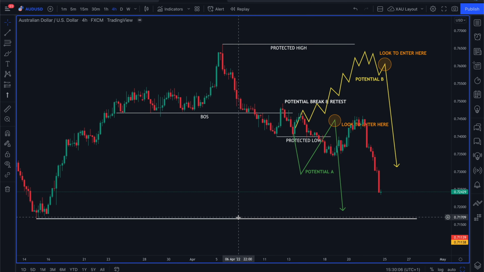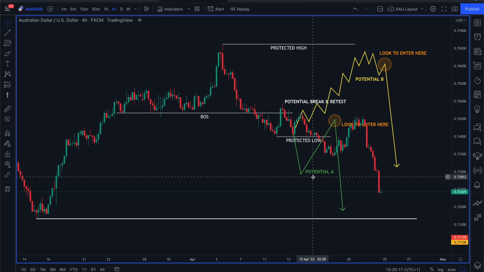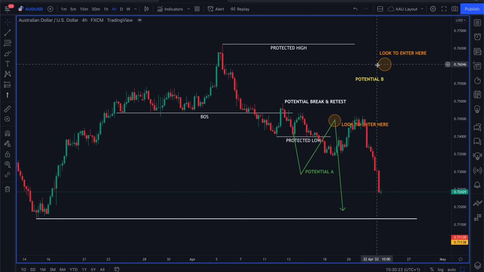Now, finally, moving over to the AUD USD. This was a pair that I actually analyzed for the clients last week. I gave them two potentials of how price could play out. As we can see, potential A played out perfectly, so we can get rid of potential B.